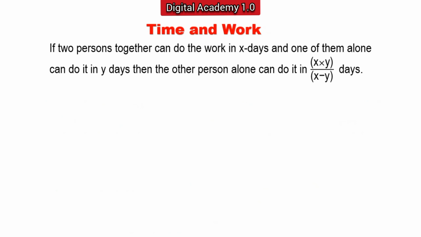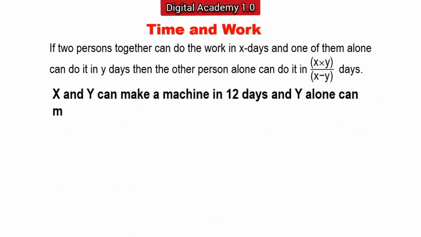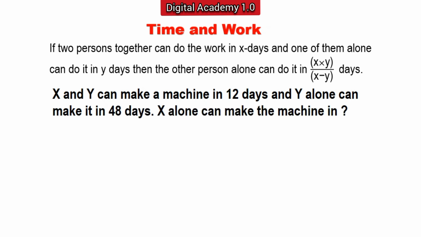Problem. X and Y can make a machine in 12 days and Y alone can make it in 48 days. How long will X alone take to make the machine? X plus Y's 1 day work equals 1 upon 12. Y's 1 day work equals 1 upon 48.